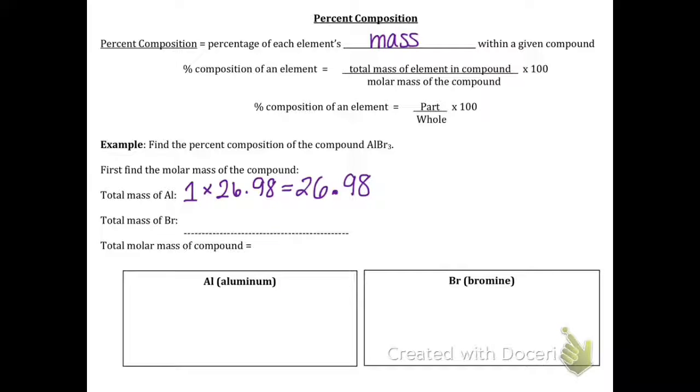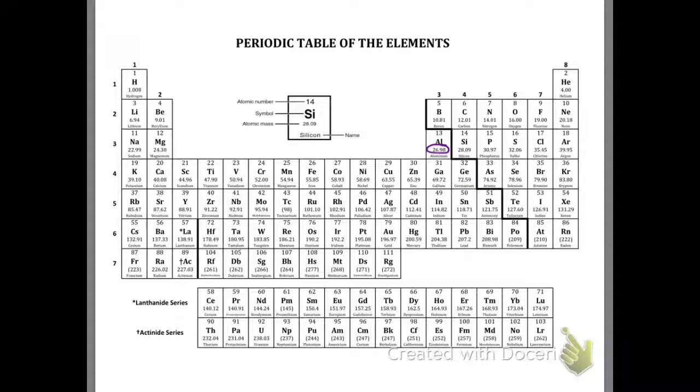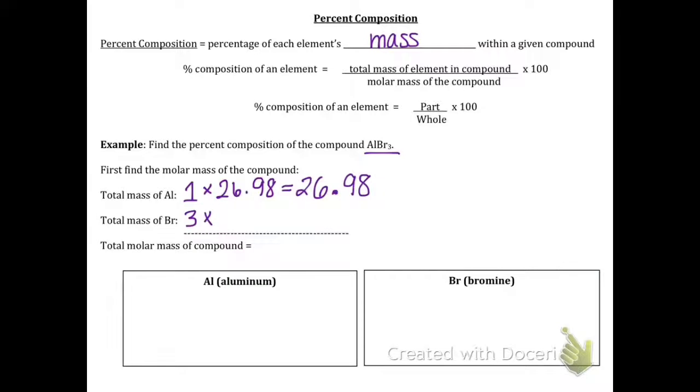Okay, now the total mass of bromine. If you look at the compound here, how many bromines do we have? We have 3. So 3 times the mass of bromine, which is here, 79.9. On your calculator, 3 times 79.9 is 239.7.